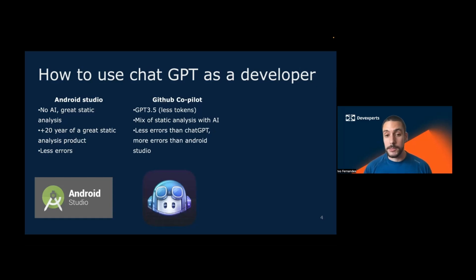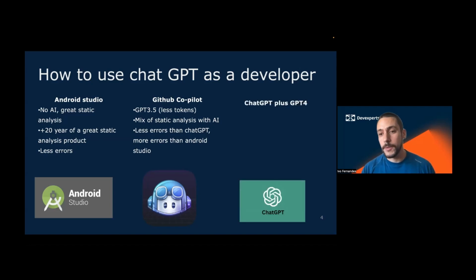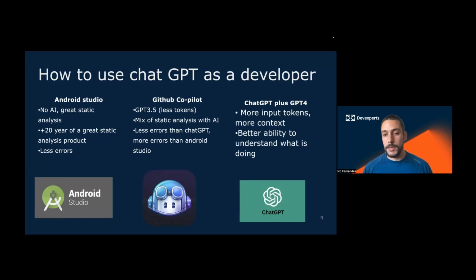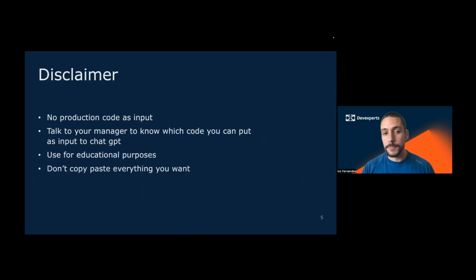Then we have Copilot, which is integrated with the IDE, so we have access to the classes and the methods also, but it tries to mix the static analysis with some AI, so it can give some errors, but can also make more complex solutions. Then we have ChatGPT Plus, which has more input tokens and more context. It's also a deeper AI model, so it can come up with better solutions, but can also produce more errors because it's not really integrated with the static analysis and the classes that we are using in the project.